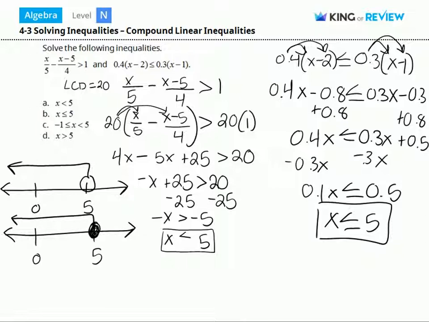So where do these two inequalities intersect? They intersect at x is less than 5. So x is less than 5 is the intersection of both of these inequalities.